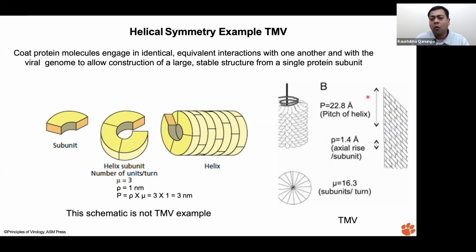So particularly for the tobacco mosaic virus, you can see that the mu is 16.3 subunits of protein per turn. Axial rise is about 1.4 angstrom, and the pitch is 22.8 angstrom, or for all other purposes we take it as 2.3 nanometer, or 23 angstrom. Now again, remember that 22.8 or 23 angstrom becomes 2.3 nanometer. So just get familiar with this. So this is your helical symmetry.